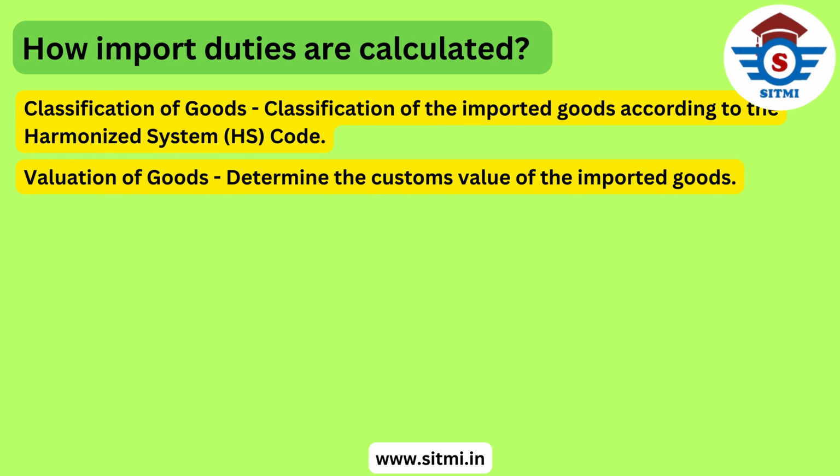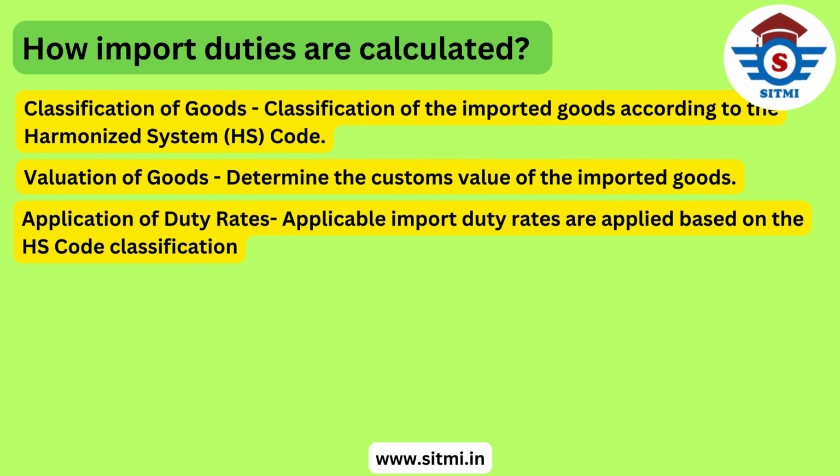The second point is valuation of goods. The next step is to determine the customs value of the imported goods. The customs value is the price paid or payable for the goods when sold for export to the importing country, adjusted for certain costs such as transportation, insurance, and any other charges incurred before the goods arrive at the port of entry. The customs value serves as a basis for calculating import duty.